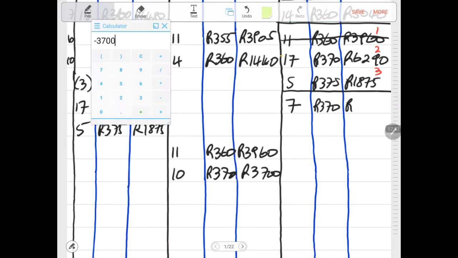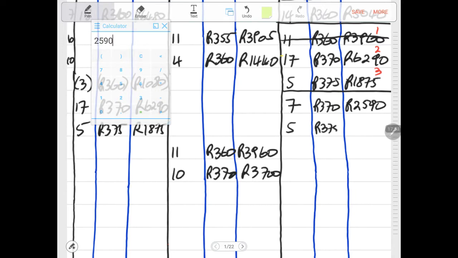So now we have to say 370 by 7. This will give us 2,590. And of the 5 units, we did not touch them. They are still there, 375, and this is 1,875. So now it is very clear that we still do have inventory available, and it's in the order of the 7 units at 370 and 5 units at 375.